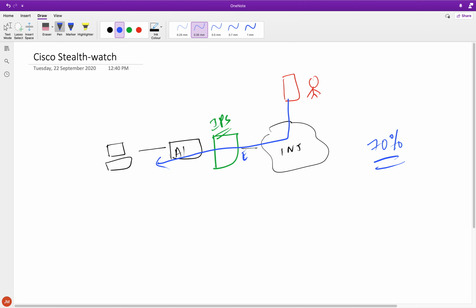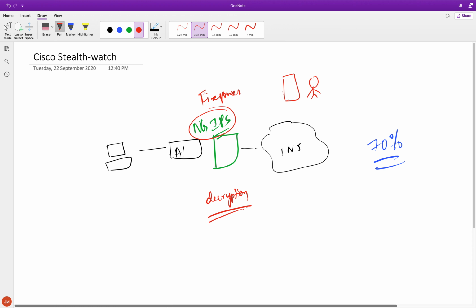Now, if you go a little deeper over there, you will find your latest NG-IPS, or let's call it your Firepower. Firepower especially has a feature where it can do decryption as well, and then it can run some policies on it.